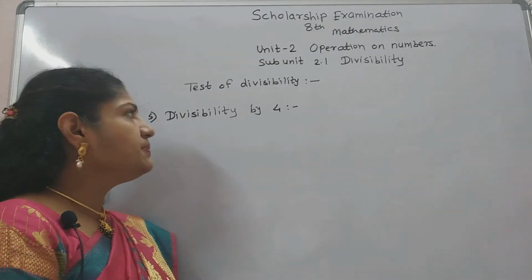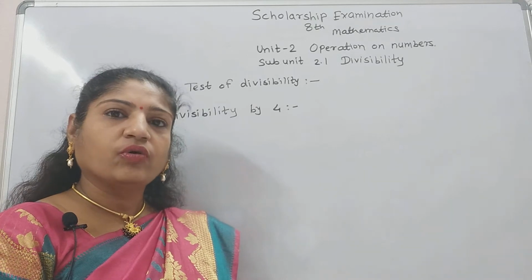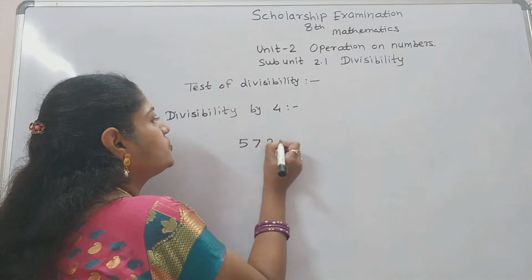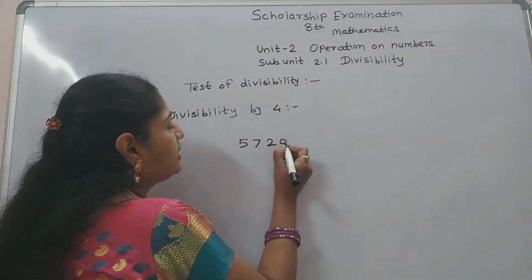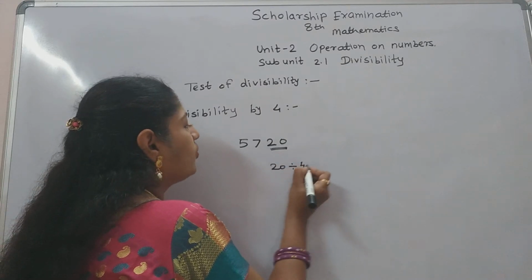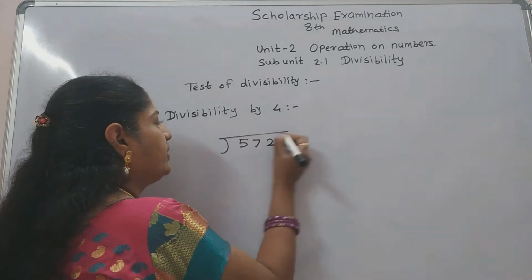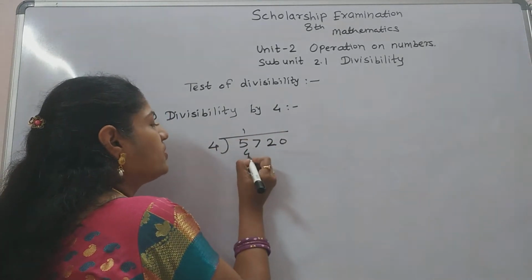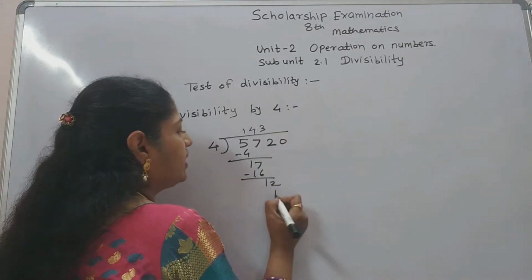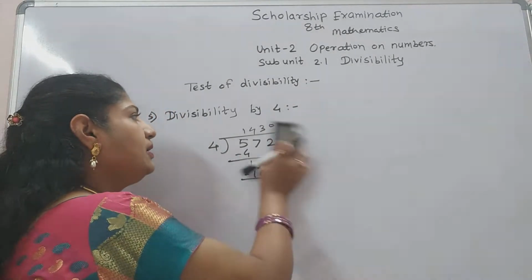Next test is divisibility by 4. If the last two digits are divisible by 4, then the number is divisible by 4. For example, 5720. Now, see the unit and tens place, that is the number 20, and 20 is divisible by 4. So, this whole number 5720 is divisible by 4. 4 ones are 4, 4 fours are 16, 4 threes are 12 and 0. See only the last two digits.